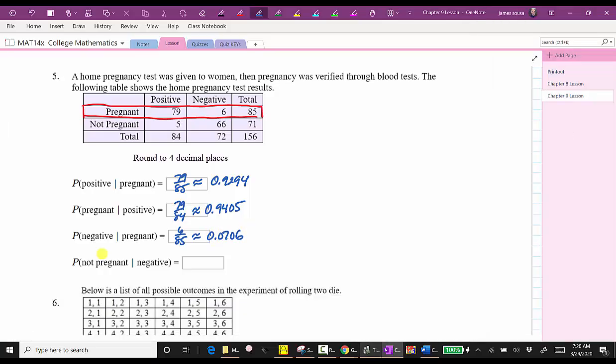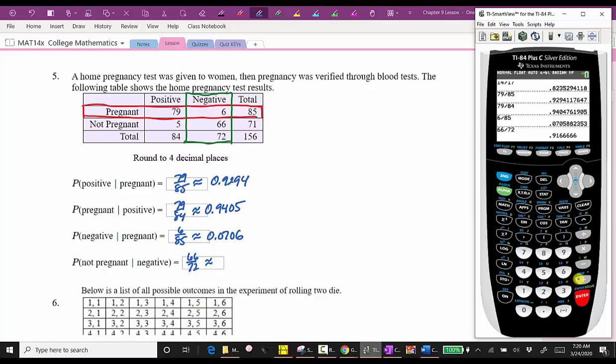And for the last example, we want the probability of not pregnant given a negative test result. So we are given a negative test result, and therefore we're only concerned about this column. Notice there are a total of 72 negative test results, 66 of which were not pregnant. And therefore the probability of not pregnant given a negative test result is 66 divided by 72, which is approximately 0.9167.